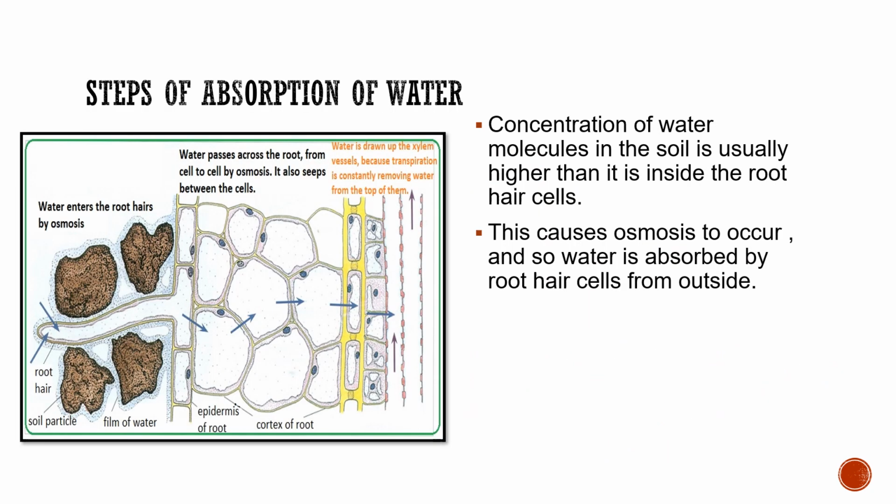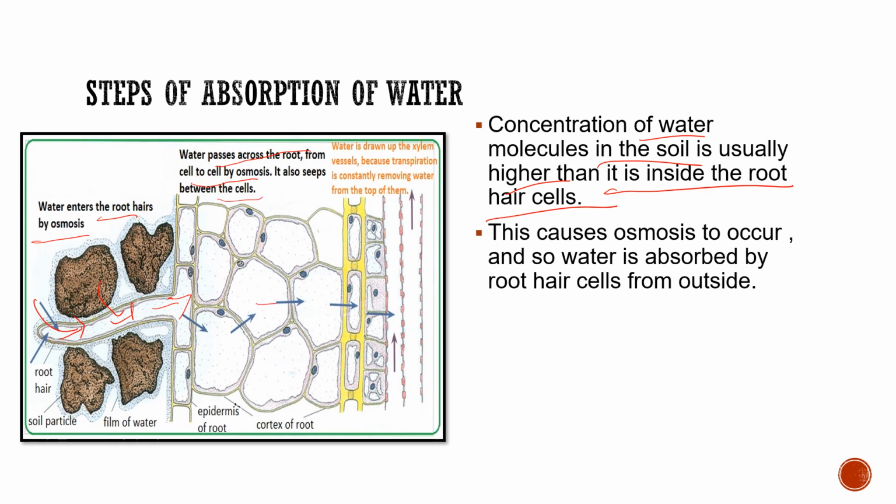Now, the concentration of water molecules outside in the soil is usually higher than inside the root hair cell. So this causes the movement of water by the process of osmosis from the soil to the root hair cells. Just follow the diagram. Water enters the root hairs by osmosis, so the water is absorbed by the root hair cells from outside. Now, what is happening in the next step? Water passes across the root from cell to cell by osmosis, and it also seeps in between the cells.